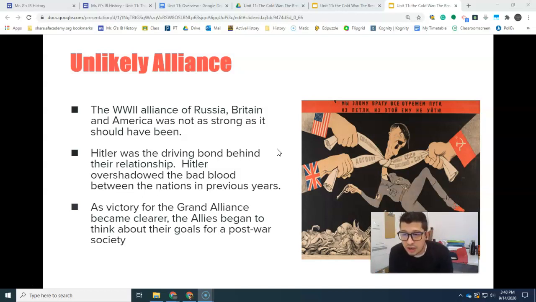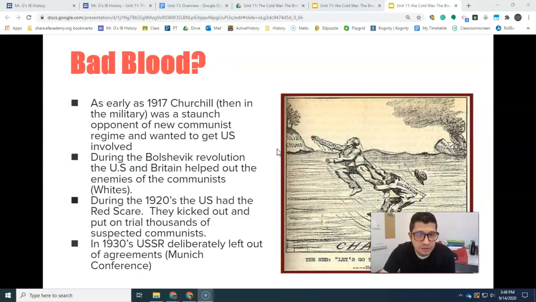Take Hitler out of the equation, and there's nothing in common between the Soviet Union and the United States for them to build an alliance, anything other than military alliance from. So the fact that it was an unlikely alliance is definitely going to be a precursor for the Cold War conflict, right? And there's a lot of bad blood here, right? And this is going to be something that kind of chimes in throughout the Unit 11 and into Unit 12.